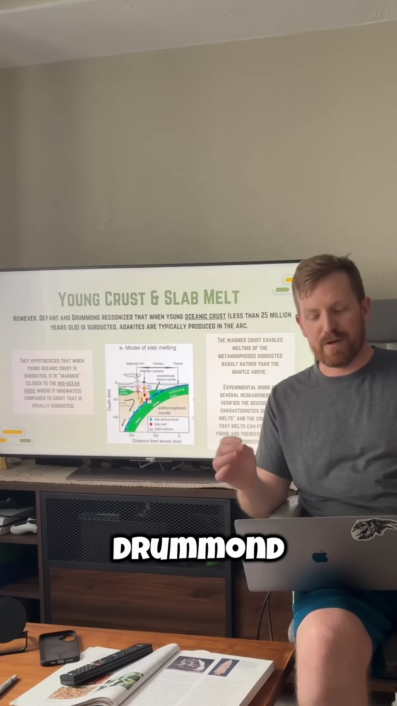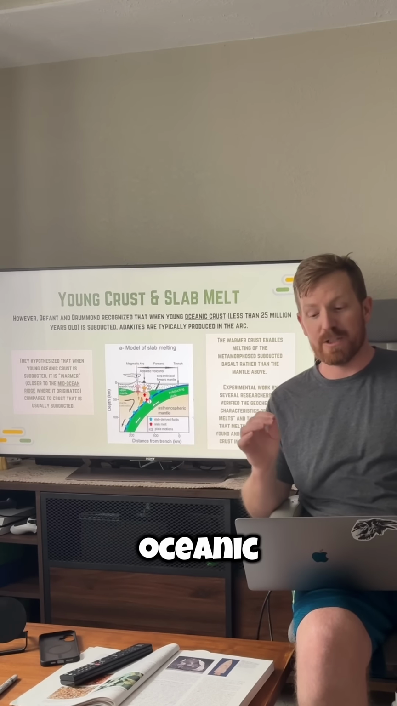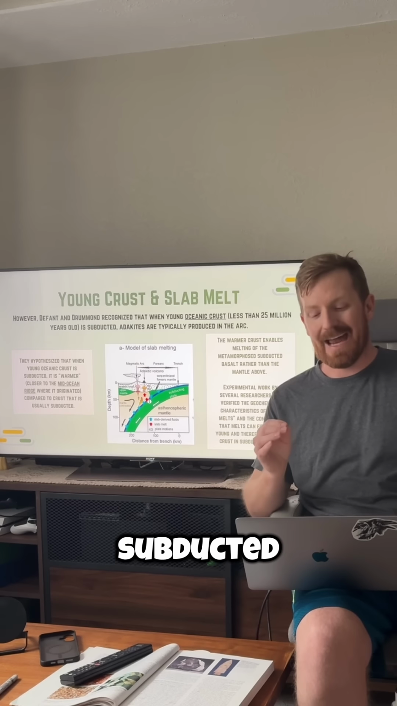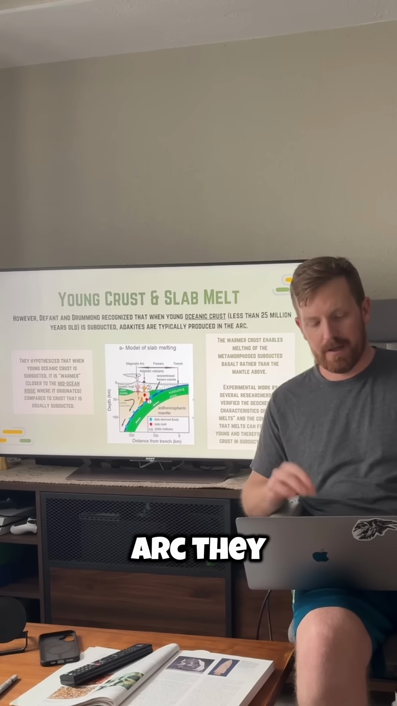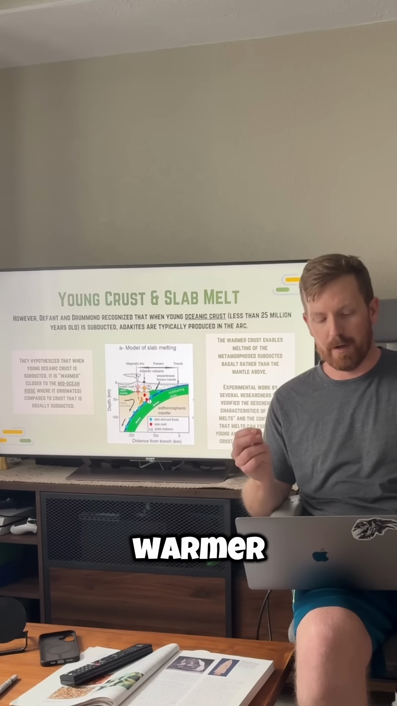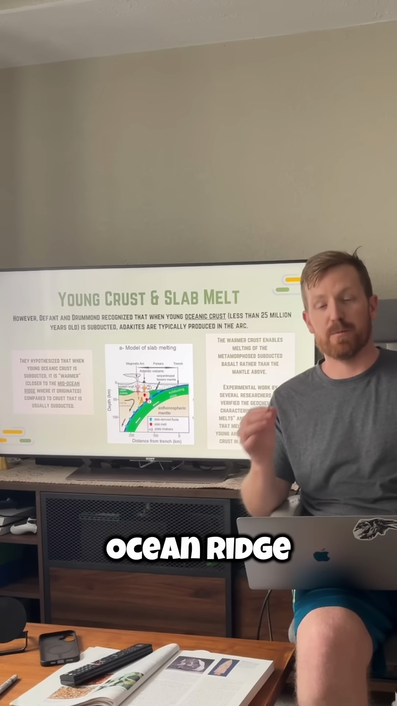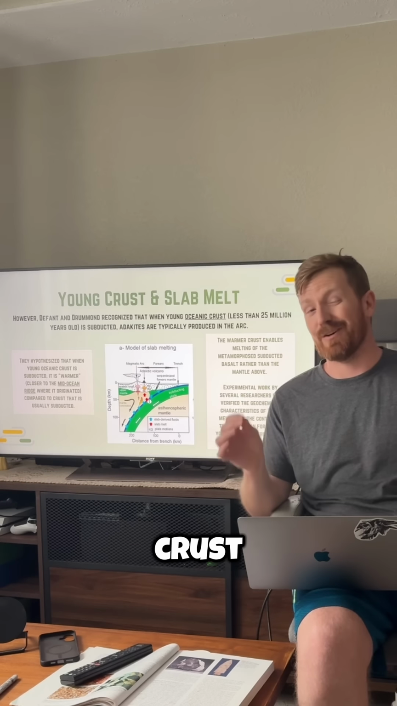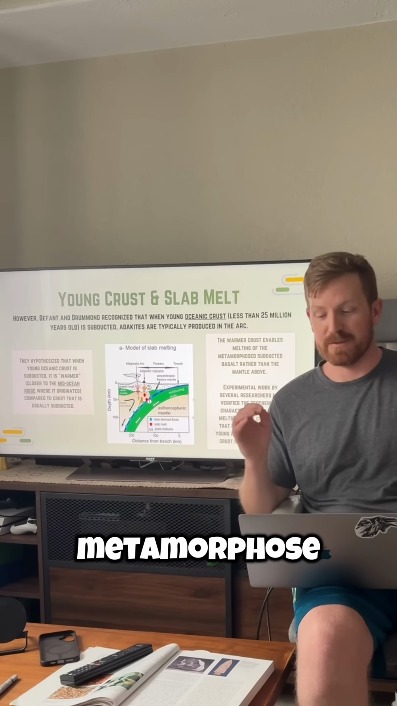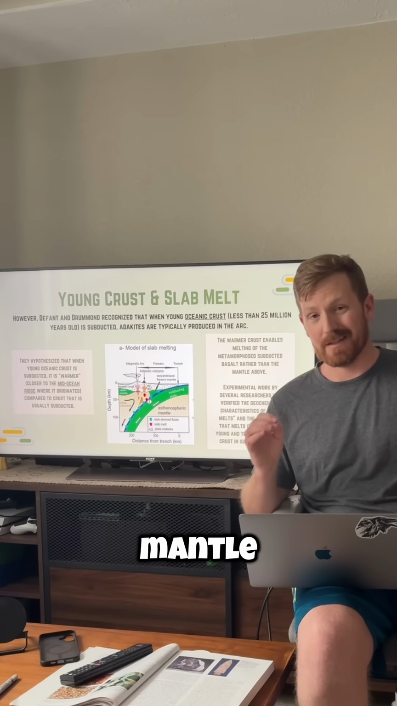However, DeFont and Drummond recognized that when young oceanic crust, which is less than 25 million years old, is subducted, Adakites are typically produced in the arc. They hypothesized that when young oceanic crust is subducted, it is warmer, meaning it's closer to the mid-ocean ridge where it originated from, compared to crust that is usually subducted. The warming crust enables melting of the metamorphosed subducted basalt rather than the mantle above.